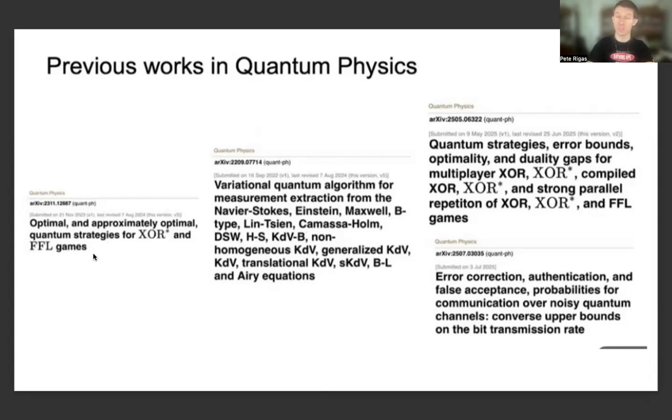And then moving more towards the theoretical side, I looked at optimal and approximately optimal quantum strategies for XOR-star and FFL games. And then this year, I described and looked at further quantum strategies, error bounds, optimality, and duality gaps for a wide variety of multiplayer settings. And then most recently, one of the more recent papers was also relating to the distribution of classical states over potentially noisy quantum channels, which was relating to the bit transmission rate, as well as to error correction, authentication, and false acceptance probabilities.